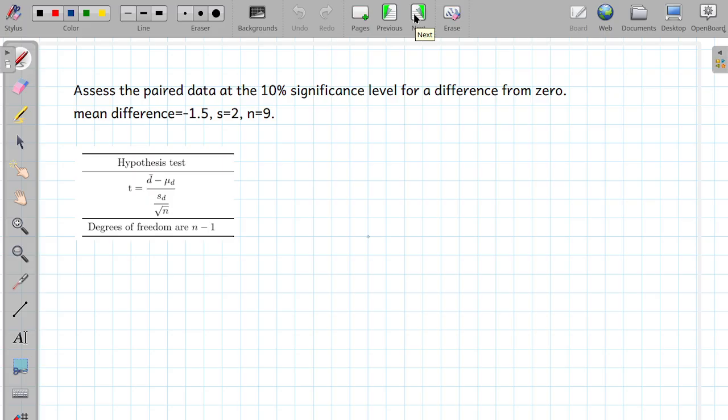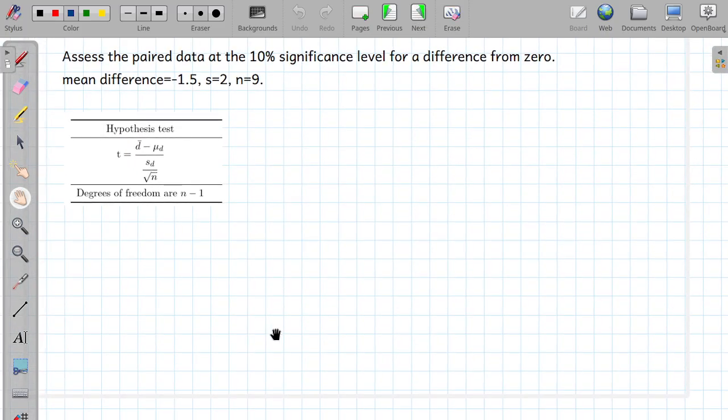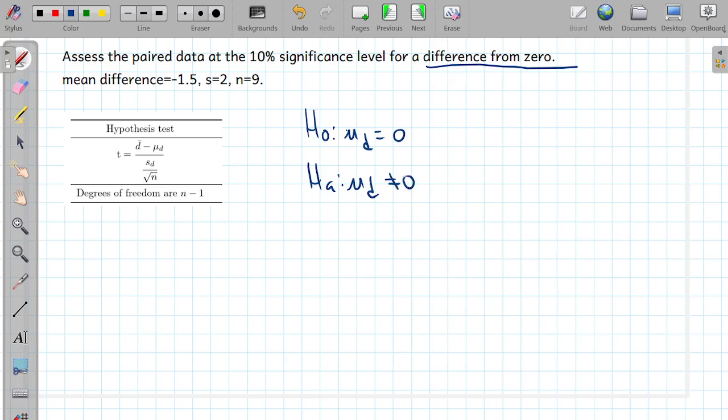And we got another paired example. So just like we talked about with the confidence intervals, paired data comes from a usual before and after scenario. The hypothesis for this will usually be that the mu of the differences, in other words, what were you expecting them to be? Well, 0. And the alternative will be whatever the question states. And we want to assess this for a difference from 0. So this will be mu sub d is not equal to 0.